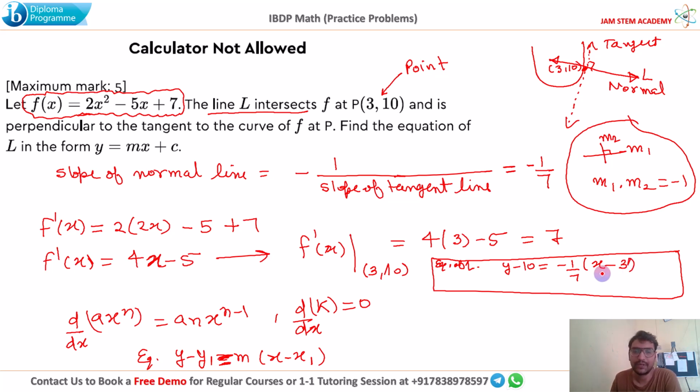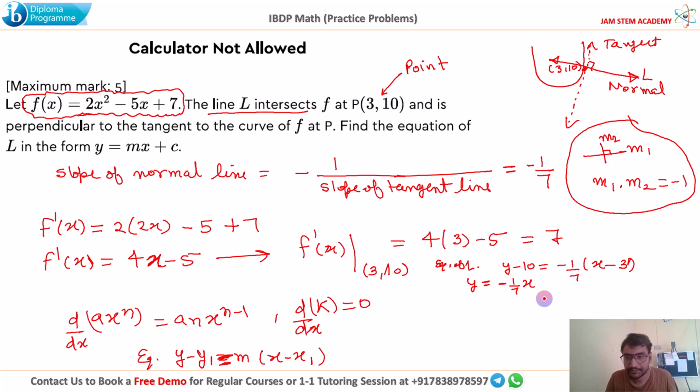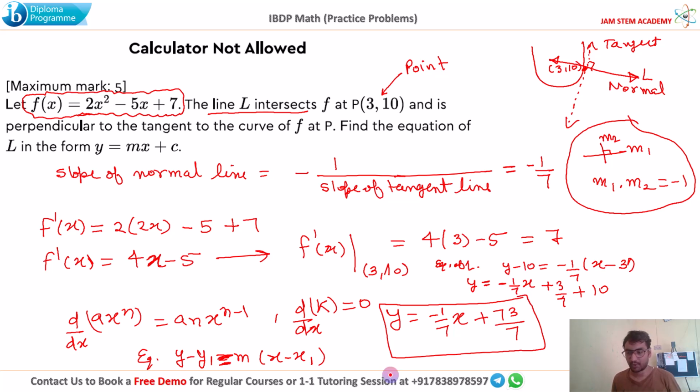Now you can simplify it further because we have to write our answer in the y equals mx plus c form. So leave y on one side. So we will get y equals, sending this 10 to the other side, negative 1 over 7 x and the constant part, that is plus 3 by 7 plus 10. Hence the answer is what? Finally, my answer comes out as y equals negative 1 by 7 x plus 73 by 7. This is the equation of the required line.